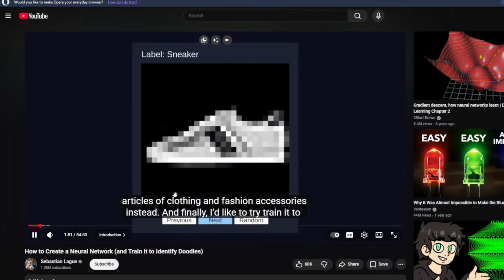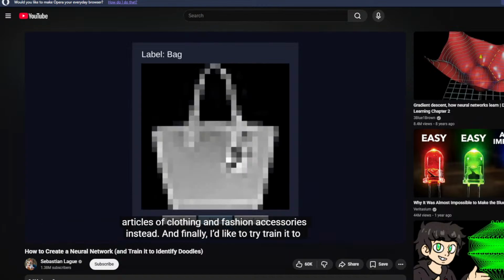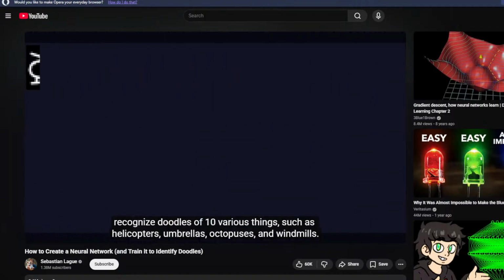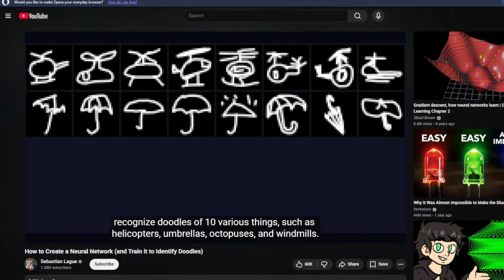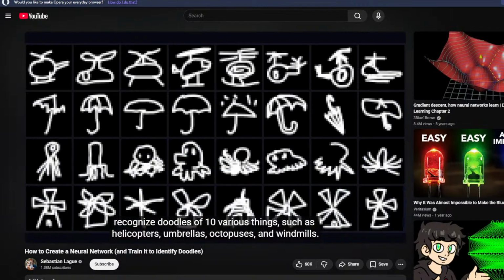Articles of clothing and fashion accessories instead. And finally, I'd like to try train it to recognize doodles of 10 different objects, such as helicopters, umbrellas, octopuses, and windmills.